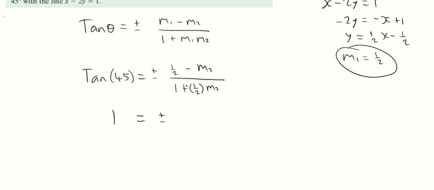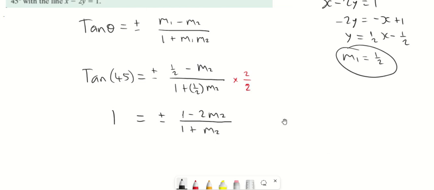And if I multiply top and bottom by 2 here, so if I just multiply it by 2 over 2, I don't have to do it on the other side because I'm just multiplying by 1 really, so 2 over 2 is the same thing as 1. So if I multiply top by 2 and bottom by 2, I'll get 1 minus 2m2 over 1 plus just m2.